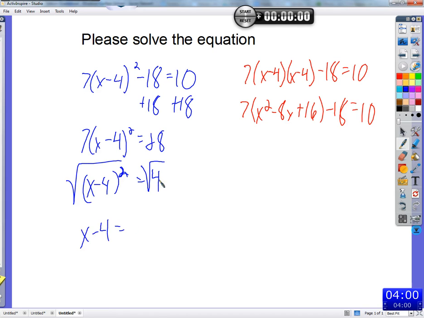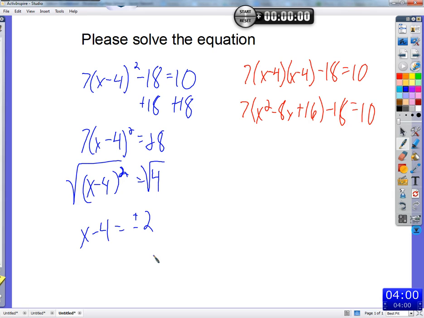And what do we get? What's the square root of 4? 2. Plus or minus 2. Okay. What does this mean? That's two equations where it could be either positive 2 or negative 2. Right. It just represents two equations, one where it's equal to 2, one where it's equal to negative 2.